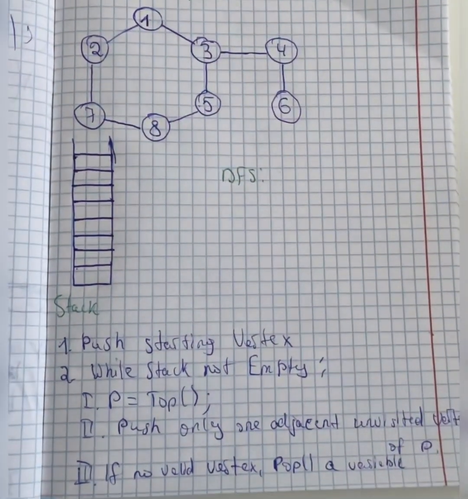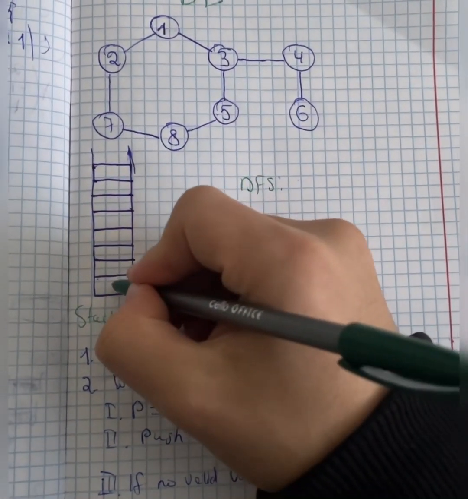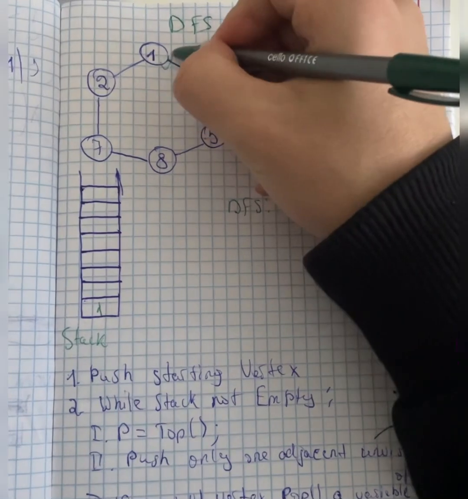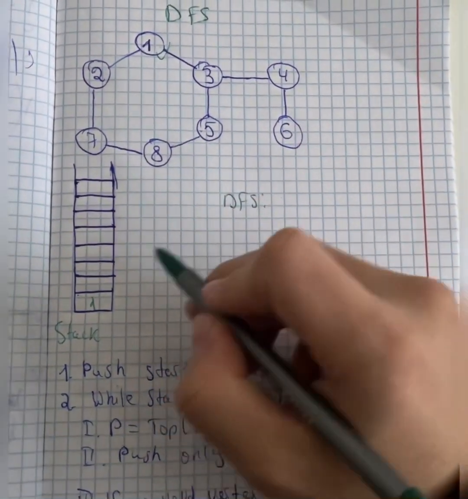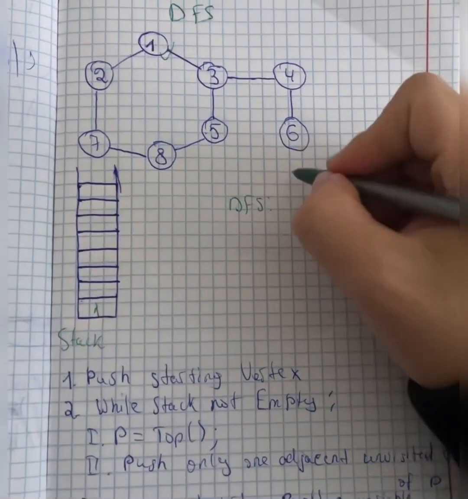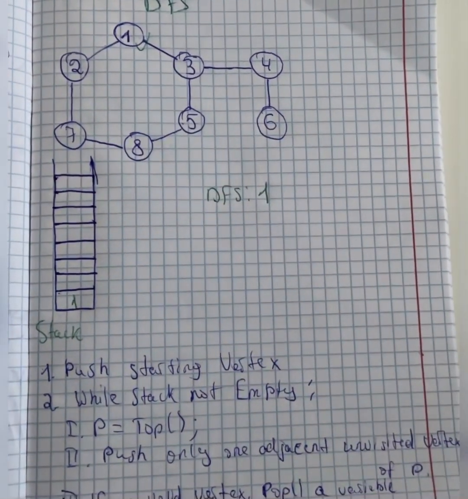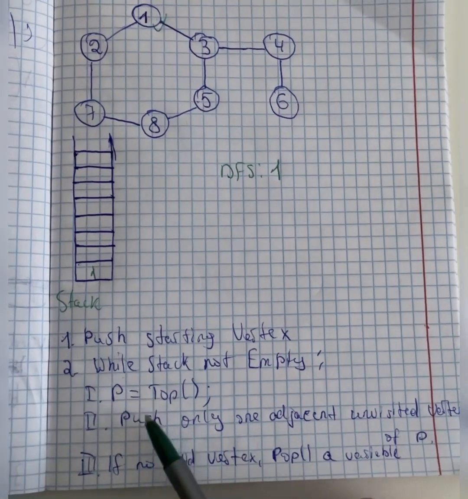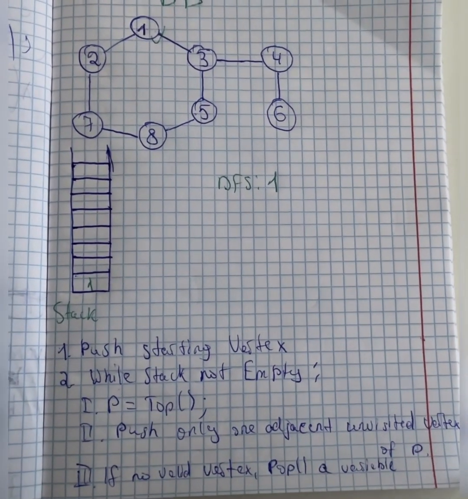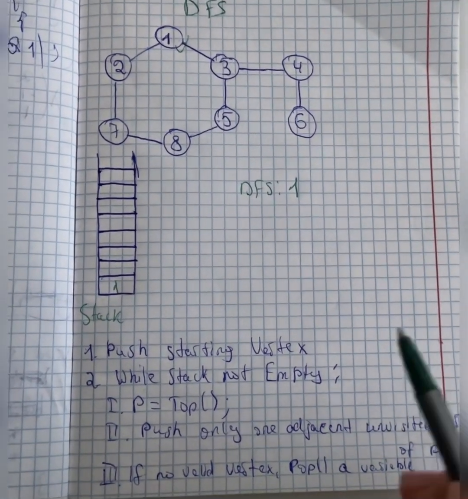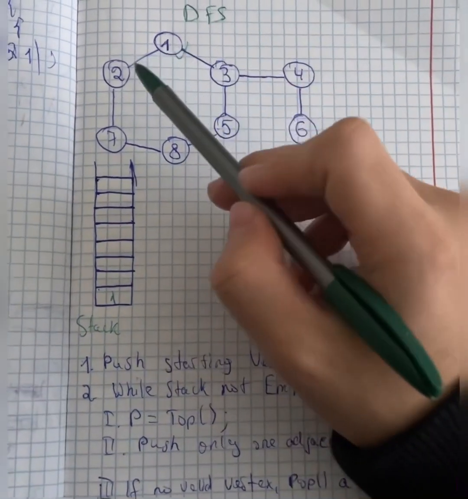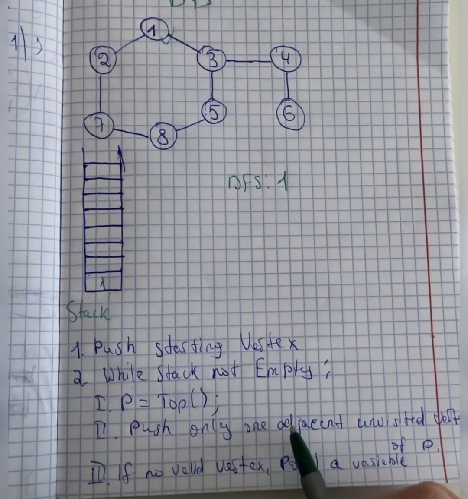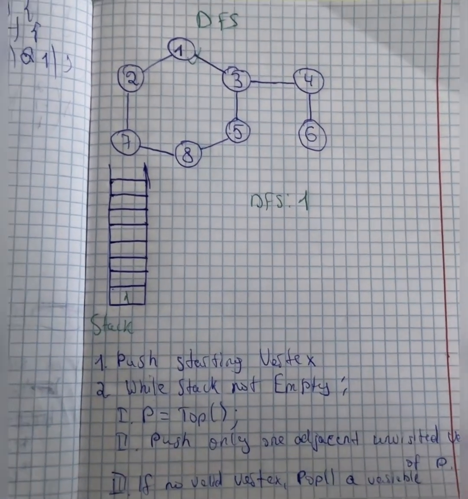We take 1. Here we write 1 on the stack. Here we mark 1 as visited, and here to the DFS we write this 1. Then the second rule: while the stack is not empty, peek at the top, and push only one adjacent unvisited vertex. That means now we have to work with 1.